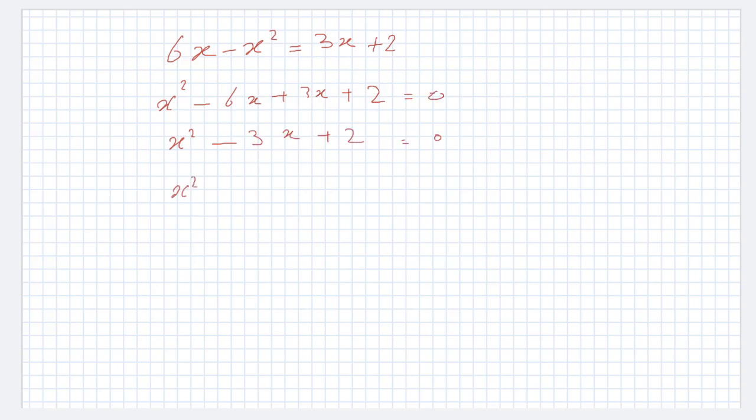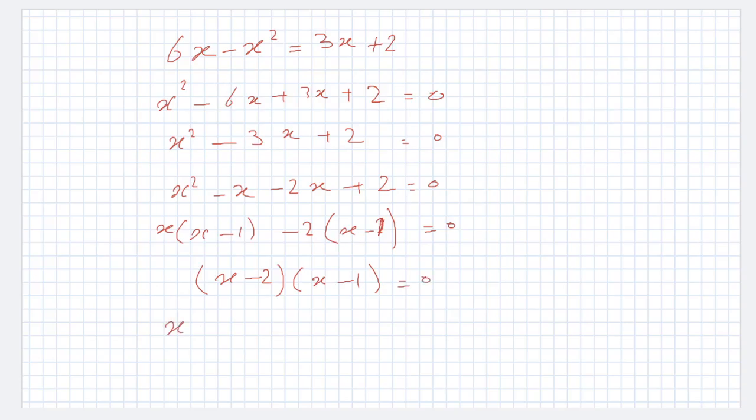It's going to be x square minus x minus 2x plus 2 is equal to 0. So x, take it common, is x minus 1, and minus 2 comes as common factor, so it's going to be x minus 1 is equal to 0. So x minus 2 times x minus 1 is equal to 0. So we can have x is equal to 2 or x is equal to 1, either of these things.